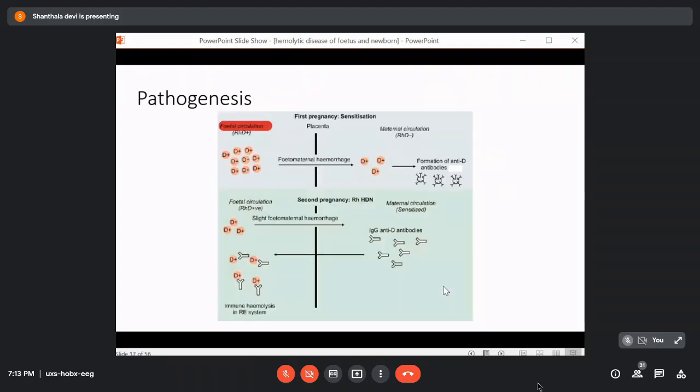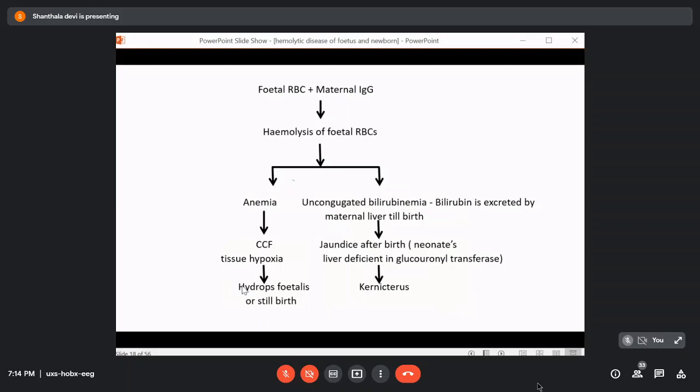Now coming to the pathogenesis. This part I have already explained, where we have taken the example of the Rh D antigen. When this fetus has the D antigen and the mother lacks it, the D antigen crosses and reaches the maternal circulation, and it results in formation of anti-D antibodies. These IgG anti-D antibodies cross the placenta and cause lysis of the fetal cells. This is the pathogenesis of HDFN.